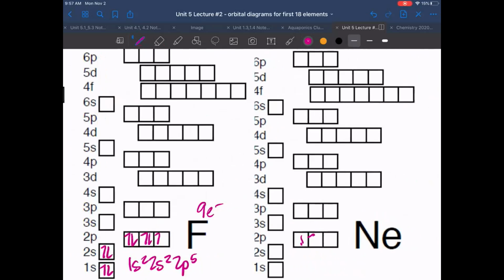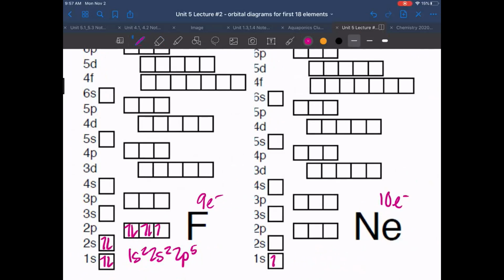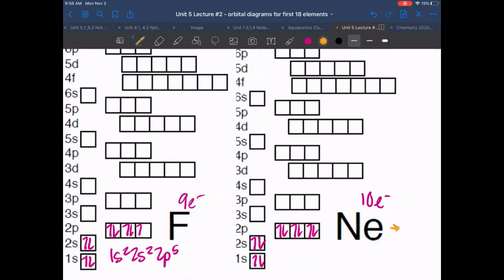Neon, oops, I forgot to erase some of that. Neon has 10 electrons. Now we get 1s, which is a full sublevel, 2s, a full sublevel, and now our 2p sublevel is full as well. Neon adds that 10th electron, and so there's no more space. So this is important. Have you guys heard of noble gases before? At least heard of the term? Yeah. So neon, this is a noble gas.